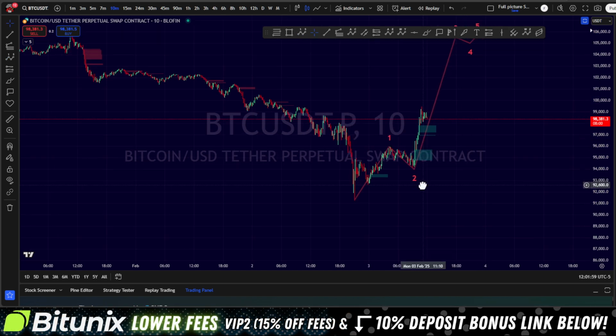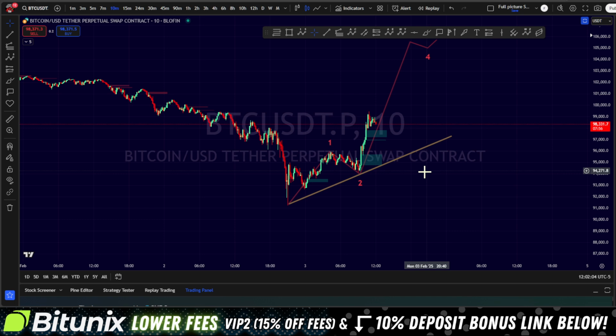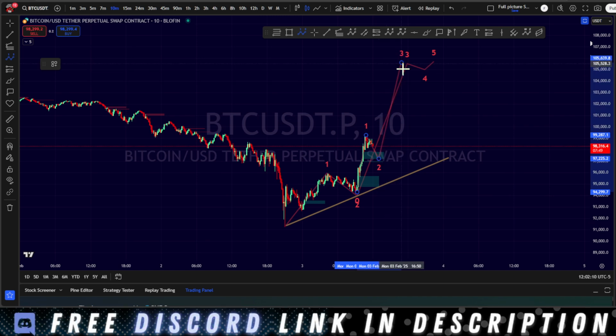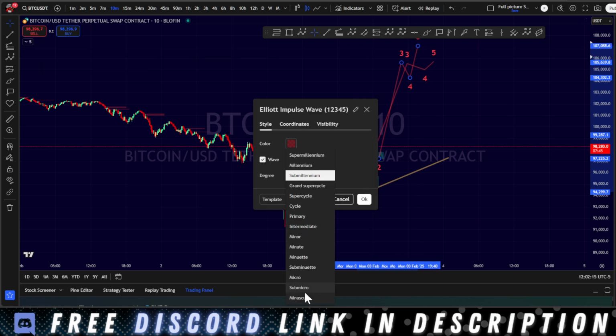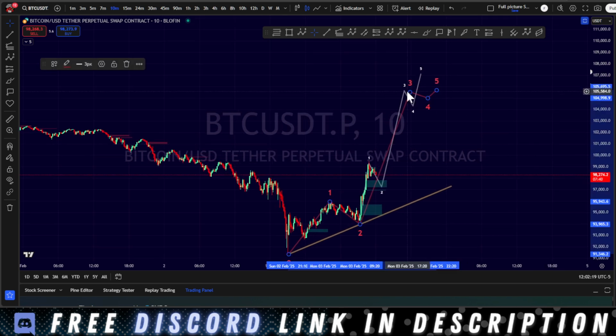I'm going to fix this in 1 second. Essentially, we're going to need this trend line to hold, guys. That's really the only qualifications for a 1, 2, 1, 2. This is a second 1, 2, right? 3, 4, 5. I'll make this more minor degree. Stick with me 1 second, guys. You're watching this real time. This is not a drill.